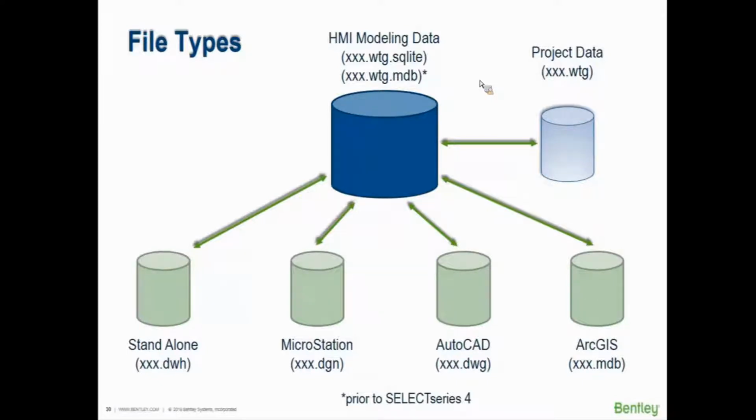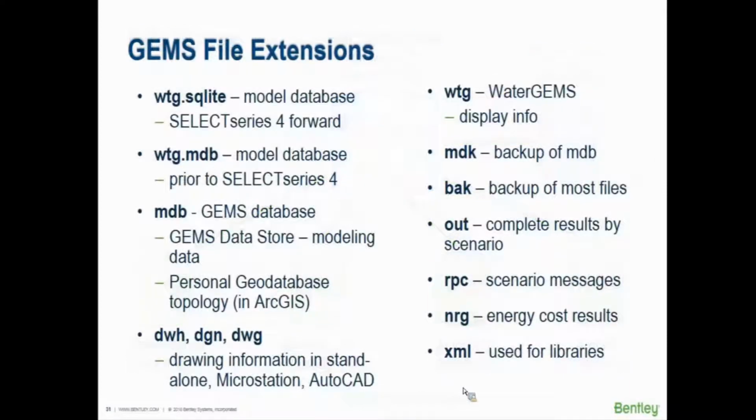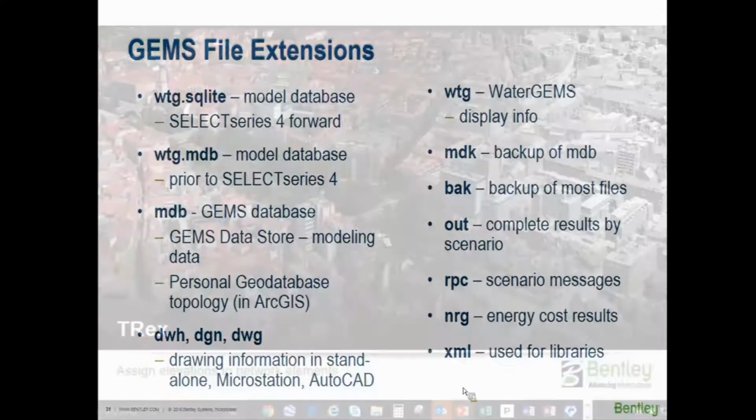The other files are dependent on the platform that you're coming from. Today, you're in standalone, so there's going to be a .dwh file. If you're in ArcGIS, there's going to be an MDB file, maybe some other file types there. And then the .wtg file, that's just presentation data, color coding. It's no big sweat. If you lose it, you just recreate a few things. It's not like you're losing scenarios and inheritance or anything. That's all part of the SQLite file. Another screen to refer to for file types and what they all mean, if ever you need to.